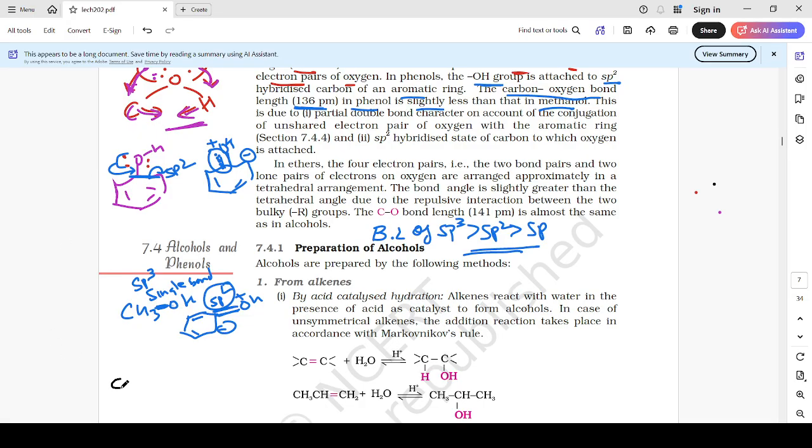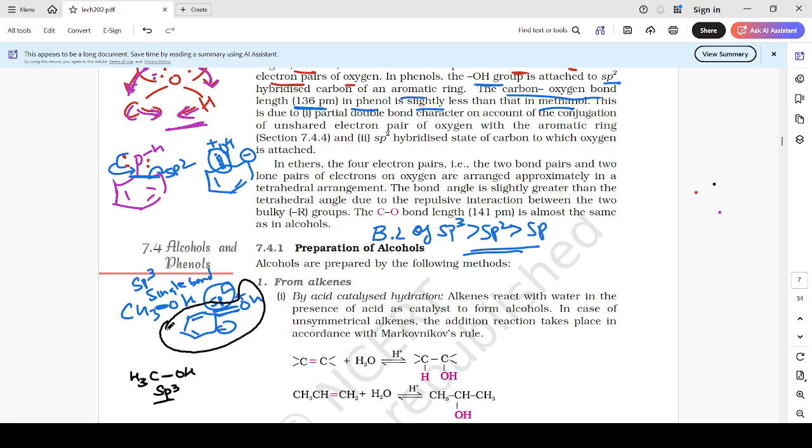We are talking about methanol, CH3OH. This is a sigma bond. Only one sigma bond corresponds to sp3 hybridization. I hope you know this. Do you know this first? Yeah, I got that. Yes, ma'am. Now when I'm talking about phenol, did you understand this one?